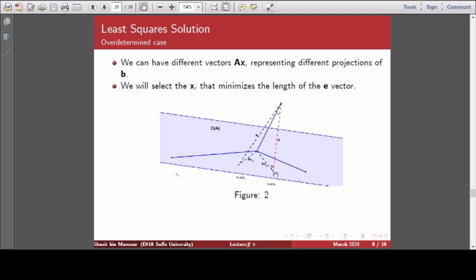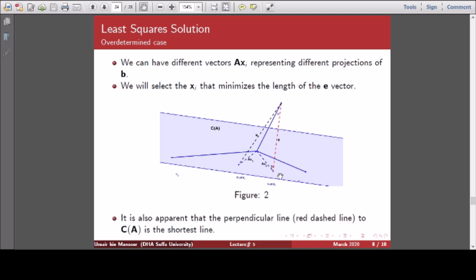So I'll select a vector x that generates a vector E that is perpendicular to the column space. Now, if any vector E is perpendicular to a vector AX naught, which is in the column space, that means this vector E, which is the red dash line, will be perpendicular to the whole column space.